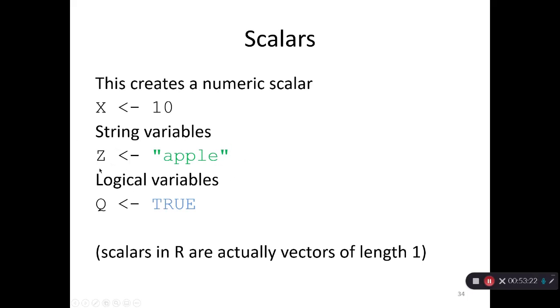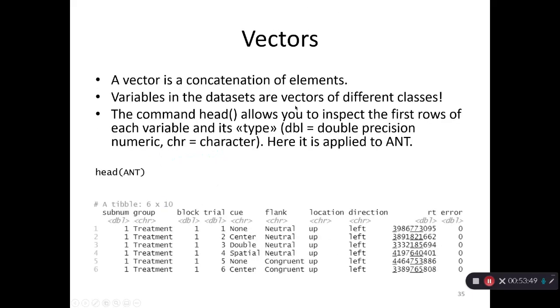You can also have logical variables. For example, q can be equal to true or to false. True and false are actually mostly equivalent to the numbers 1 and 0. So 1 is true and 0 is false, but they are represented as truth values. So scalars, but also string variables and simple logical variables are essentially, in R, considered vectors of length 1. So a vector is a concatenation of several elements.